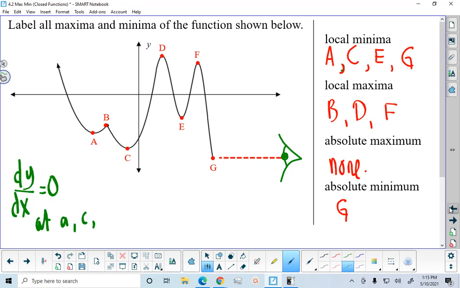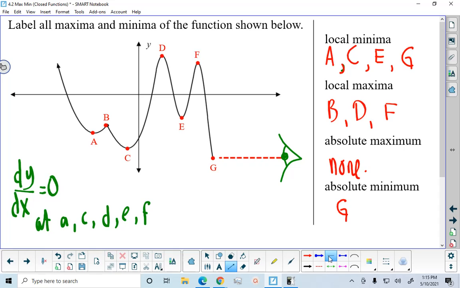The derivative is equal to 0 on this function at a, c, d, e, and f. And the reason the derivative is equal to 0 at those 5 points is that the slope of the tangent at all of those points is 0. I hope that makes sense.